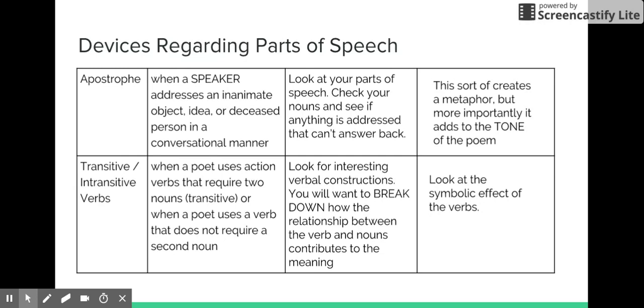And then another part of speech is transitive and intransitive verbs. So I've asked you to look at lots of nouns. You're looking at verbs too. So you're going to want to look at interesting verbal constructions and break down how the relationship between the verb and the nouns contribute to the meaning. Basically, look and see when there is a direct object, is there a series of verbs, when is it a lot of intransitive verbs, and that's actually going to be an example that we'll look at in a second.